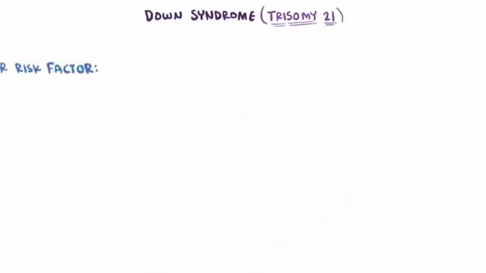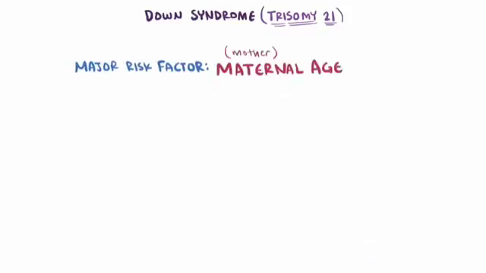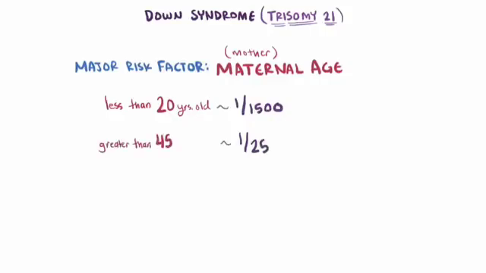Now, a major risk factor for Down syndrome is maternal age, the age of the mother. Trisomy 21 happens about once in 1,500 births where the mother is younger than 20 years old, contrasted to about 1 in 25 births when the mother is older than 45 years old.